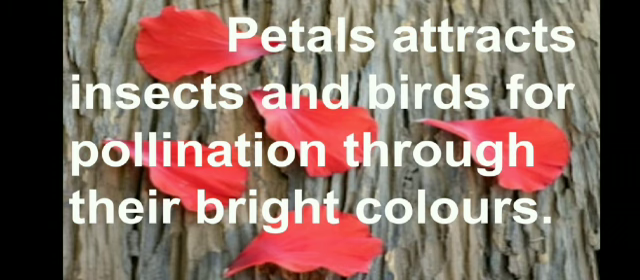The petals, as we see, are bright colors. These are the petals of hibiscus, which is red in color, and hibiscus has many colors: white, somewhat creamy color. Not only hibiscus, there are many flowers which have bright colors that attract the insects and birds for pollination. These petals attract the insects and birds for pollination through their bright colors.